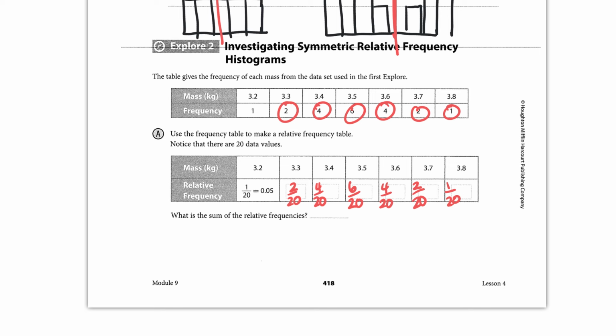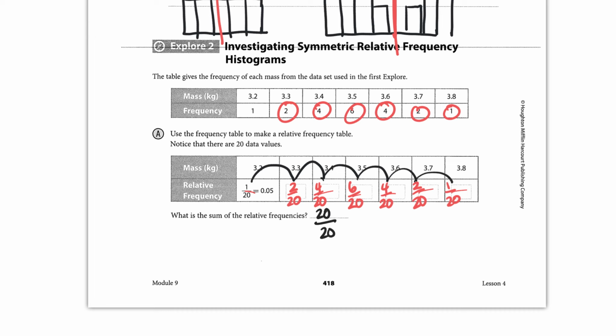I'm just going to do the fractions on here because I'm running out of space, but the relative frequency does include those decimals. But if we add all that up, we add the numerators of these fractions, so 1 plus 2 plus 4 plus 6 plus 4 plus 2 plus 1, and that's going to be out of 20. So if we do that, let's see what we would end up with. This would be 3, 7, 13, 17, 19, 20 out of 20.